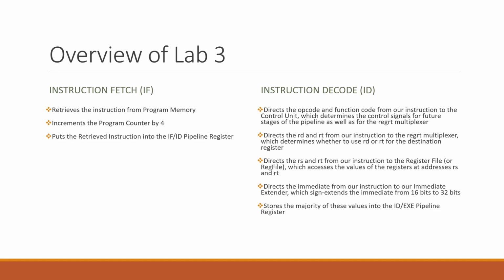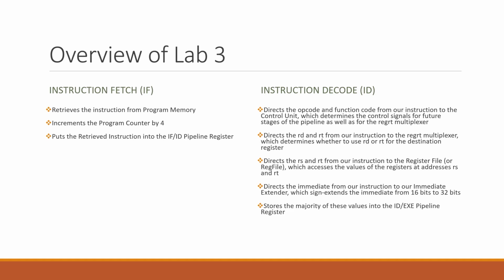Like I said on the previous slide, we're going to be implementing the first 2 stages of our 5-stage MIPS pipeline processor, specifically the instruction fetch and instruction decode stages. In the instruction fetch stage, we need to retrieve the instruction from program memory, increment the program counter by 4, and put the retrieved instruction into the IFID pipeline register.